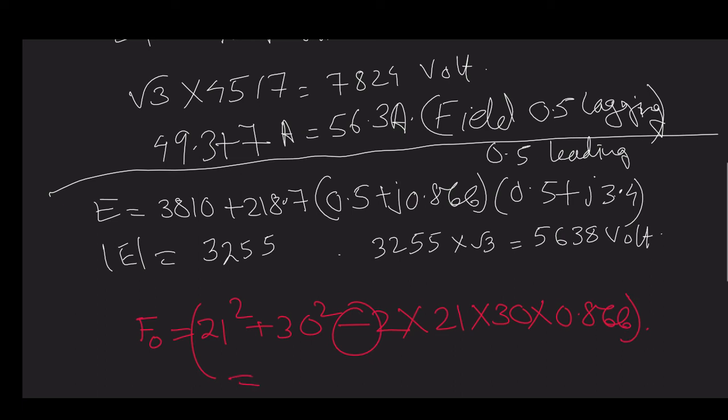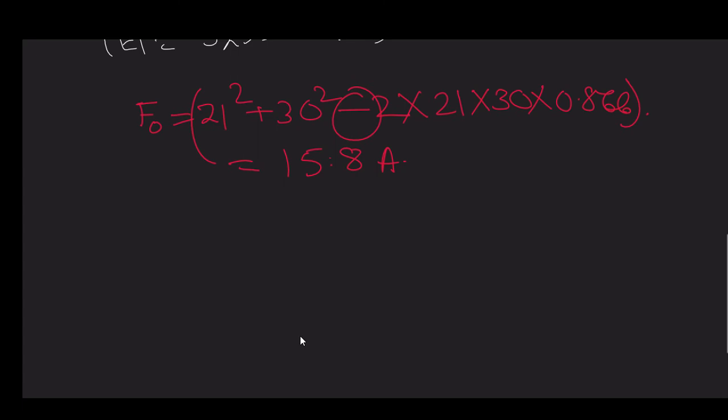So you will get this is equal to 15.8 ampere. So net will be how much? If not plus 0.7, that is your 16.5 ampere. This is for 0.5 leading. So this is the completion of this marathon problem.